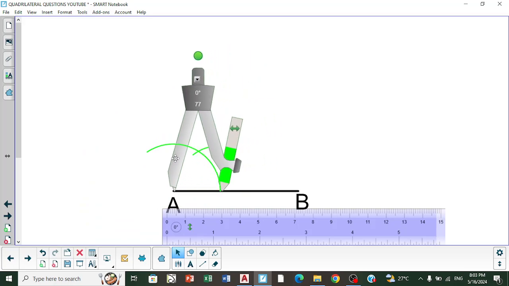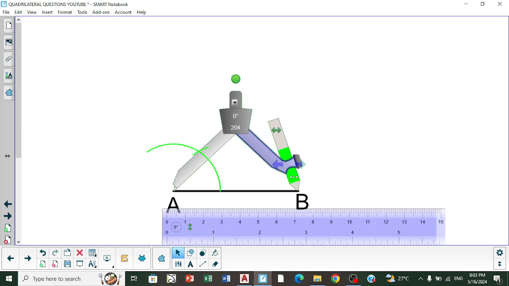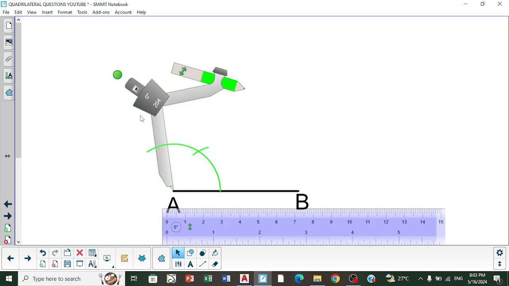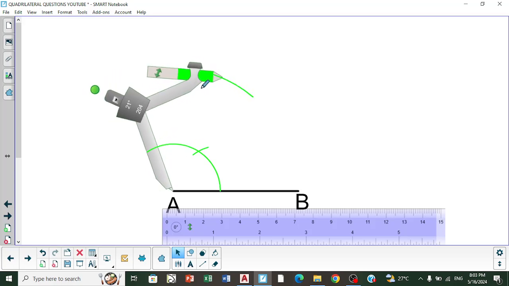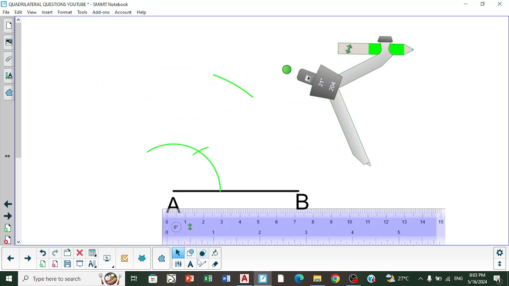I then expand my compass to the line AB, which is 70 millimeters in length, and I inscribe an arc from A. I then take my ruler and I will draw a straight line from A, passing through my 60 degrees mark to touch the distance at 70 millimeters. This point here is going to give me D.